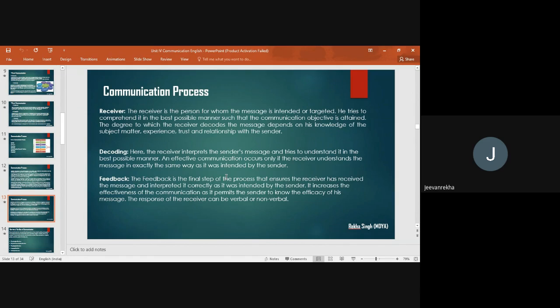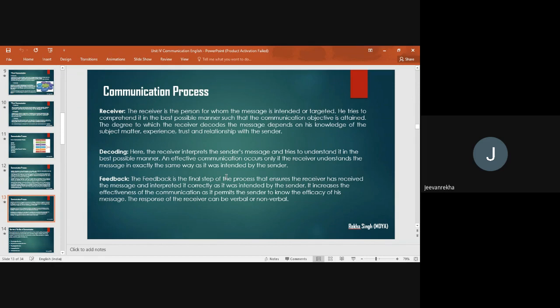No reply. Decoding. What decoding is there? Here the receiver interprets the sender's message and tries to understand. Who is the receiver right now? We are the receivers. You are the sender. Receiver, so you are trying to understand my message, what I'm trying to say, in the best possible manner, right?